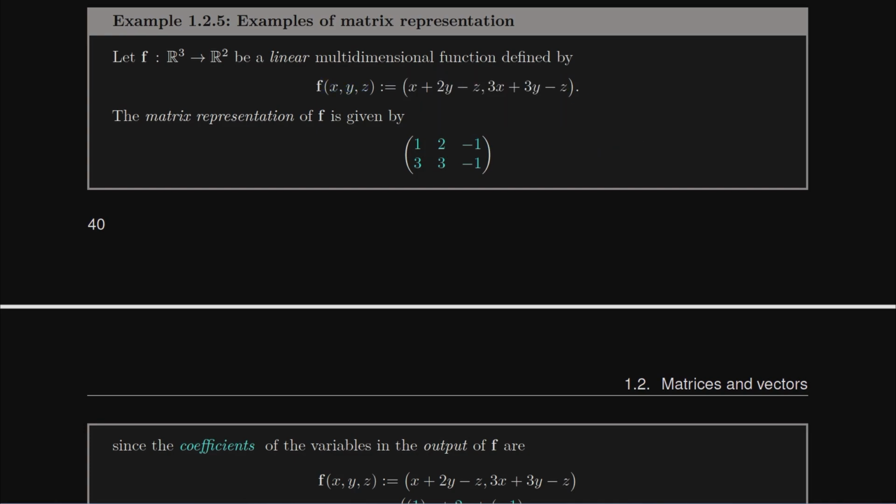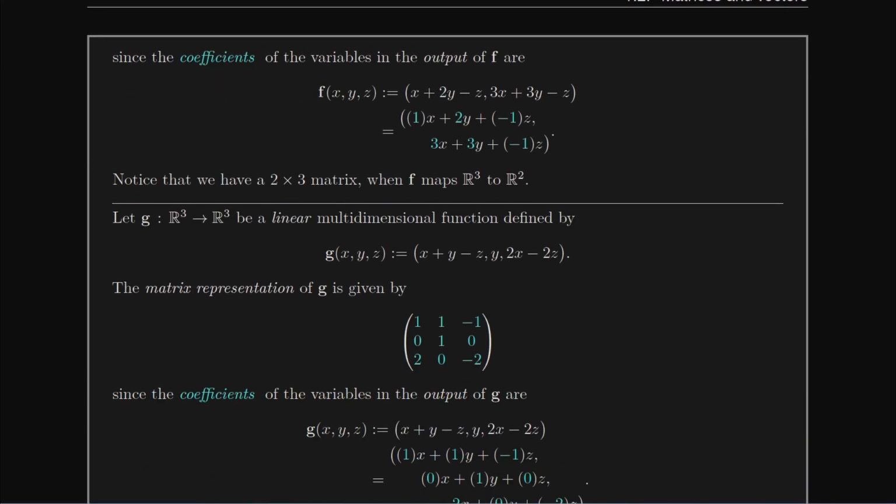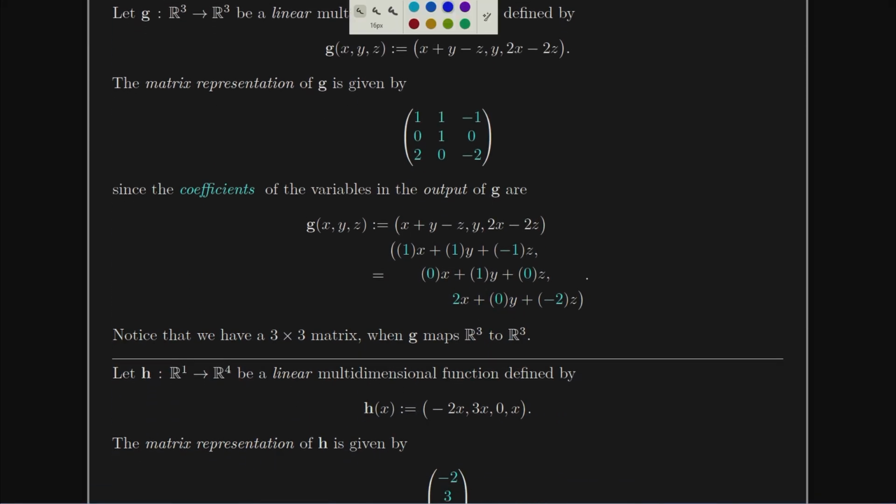So that's all I'm going to do for matrix representations. I can do the same with the next function I have here, g, mapping x, y, and z to x plus y minus z, comma y, comma 2x minus 2z. So the first coefficients, which are 1 and -1, should end up in the first row, 1, 1, -1. The second coefficients, which are, well, here's a y, right? It's just a y, but really y is 0x plus 1y plus 0z.